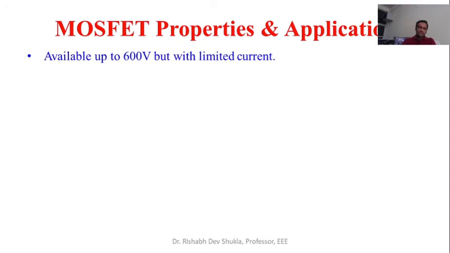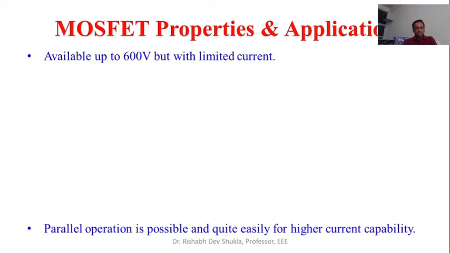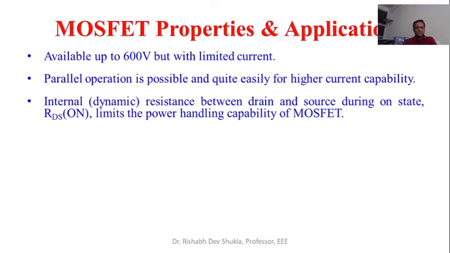MOSFET properties and applications. We have categorized here some basic properties and their applications. These MOSFETs are available up to 600 volts, but we have limited current capacity in these kinds of devices. Parallel operation is possible and quite easy in order to get higher current capabilities.